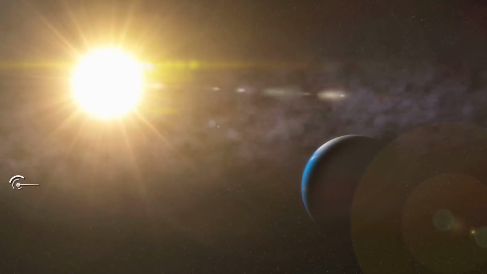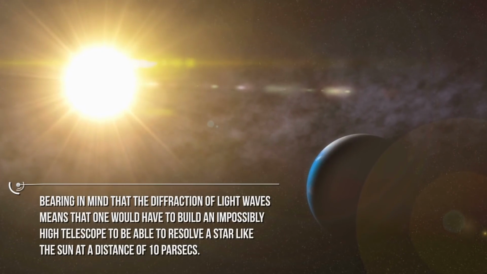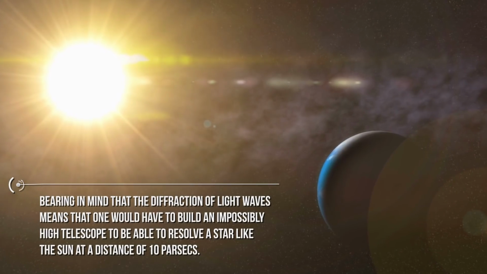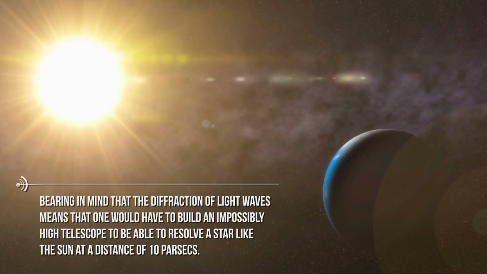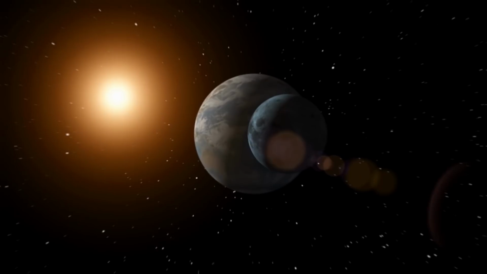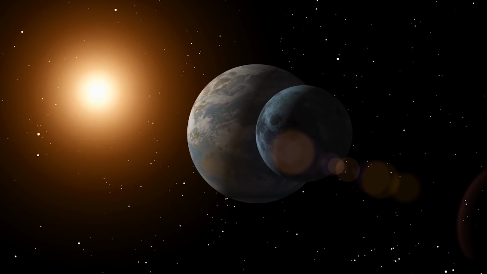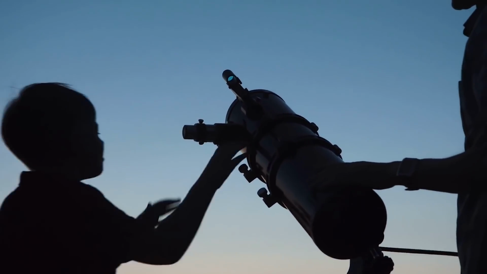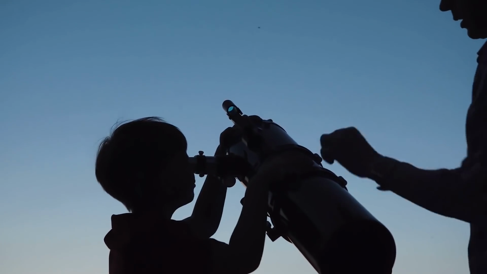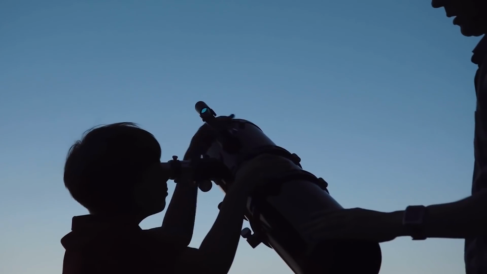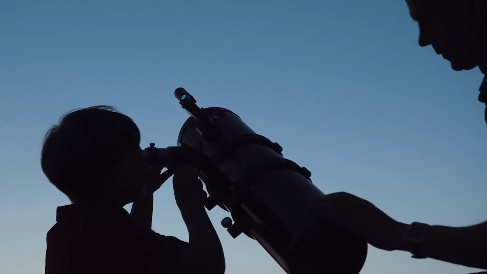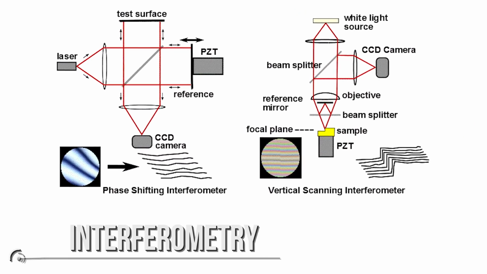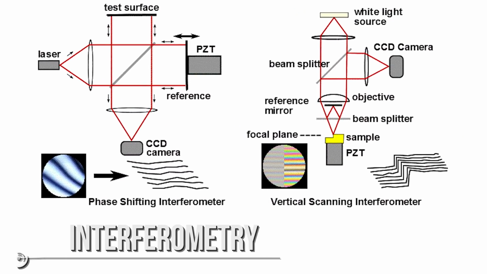Bearing in mind that the diffraction of light waves means that one would have to build an impossibly high telescope to be able to resolve a star like the Sun at a distance of 10 parsecs. It would take a mere hundreds of meters in diameter. But in theory, at least, it is possible to combine the light from several small telescopes separated by a similar distance to achieve the same resolution. This technique is called interferometry. Radio astronomers do it all the time.